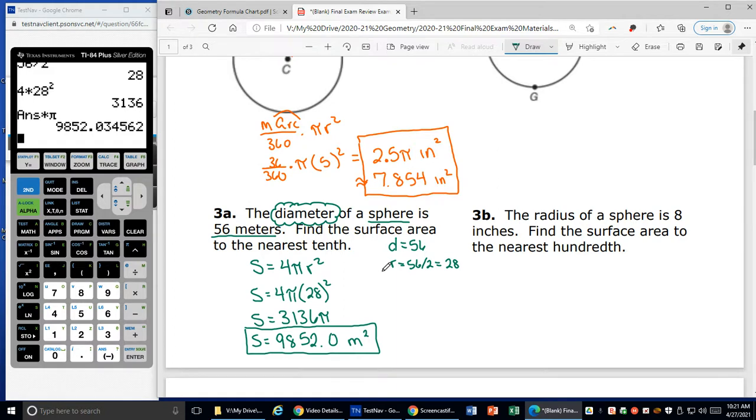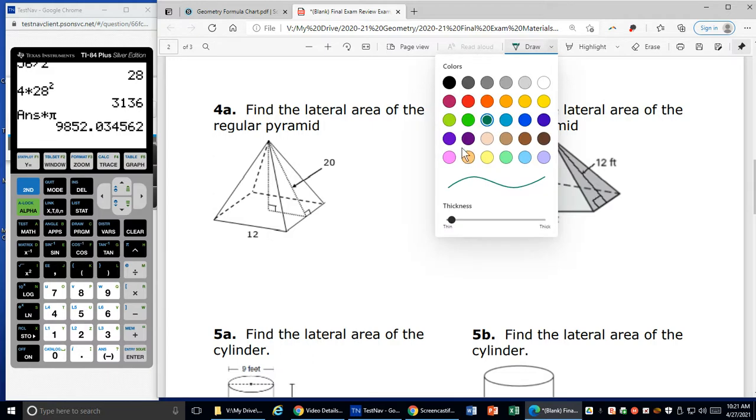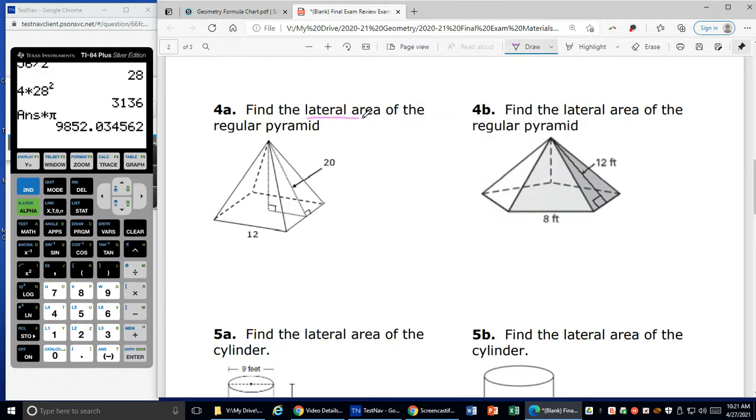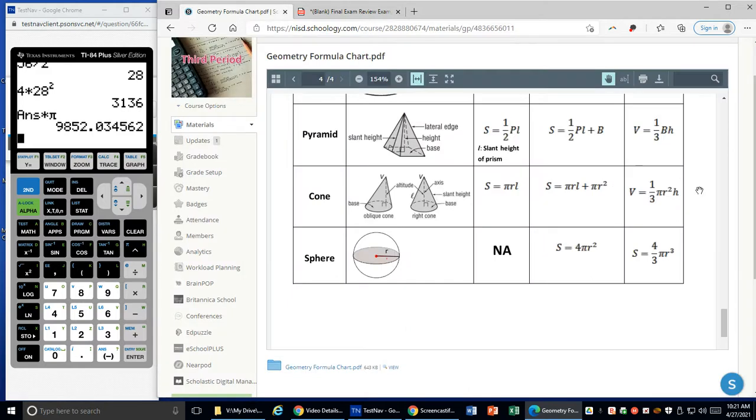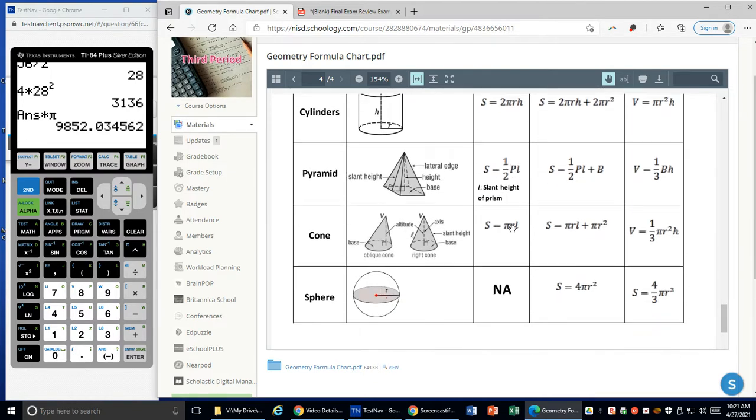Okay, let's look at 4A. Find the lateral area of the regular pyramid. So the first thing I want to do is go and find the formula for the lateral area of a pyramid. When I look at pyramid, I have two surface area formulas. The first column is my lateral area, which normally I would use an L for. This formula chart uses an S for both, but I'm going to use a capital L for lateral area. So my lateral area equals 1/2 capital P, which is the perimeter of the base, times the lowercase l, which is the slant height, the slanted edge of the pyramid. So 1/2 the perimeter times the slant height.